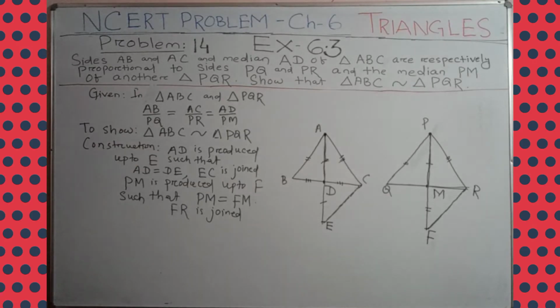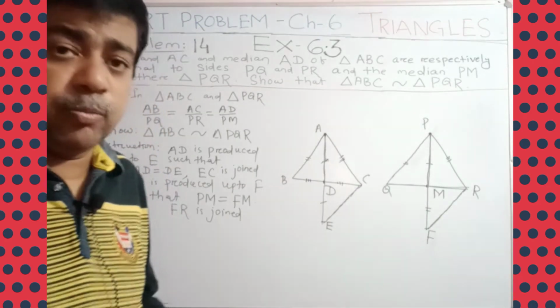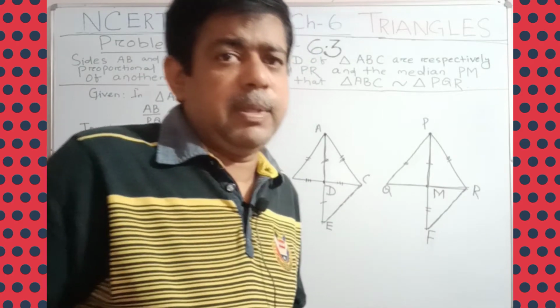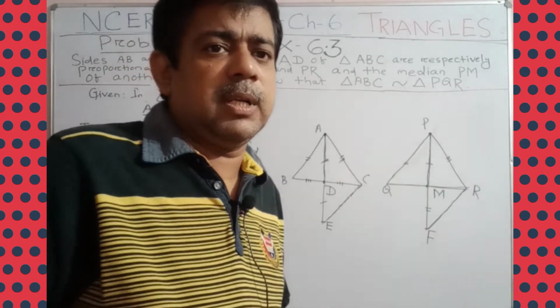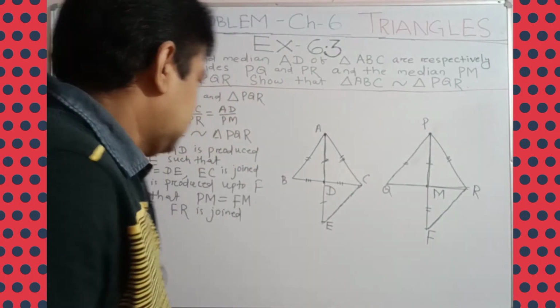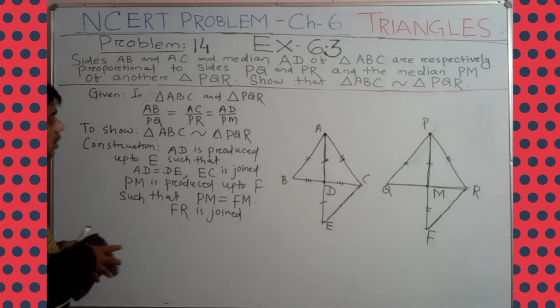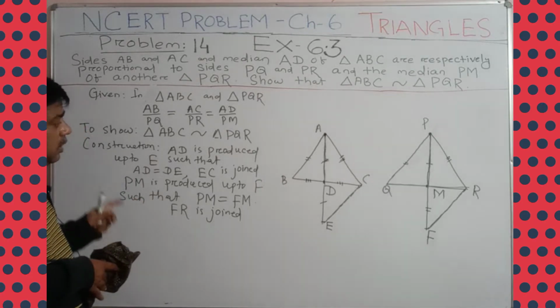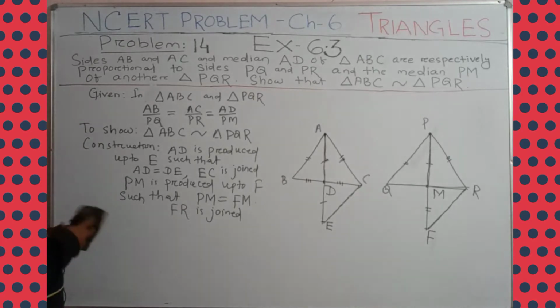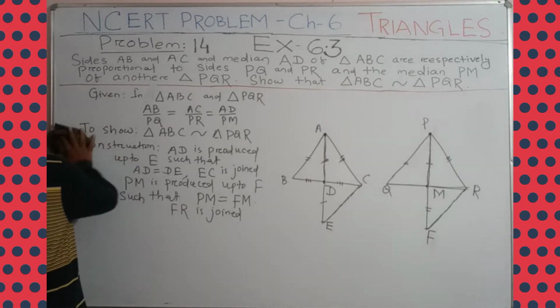This is the construction required for the given statement, to prove triangle ABC similar to triangle PQR. Understand the construction? Okay, let's move. How to prove the given statement using the given condition and with the help of the construction? Let's see.